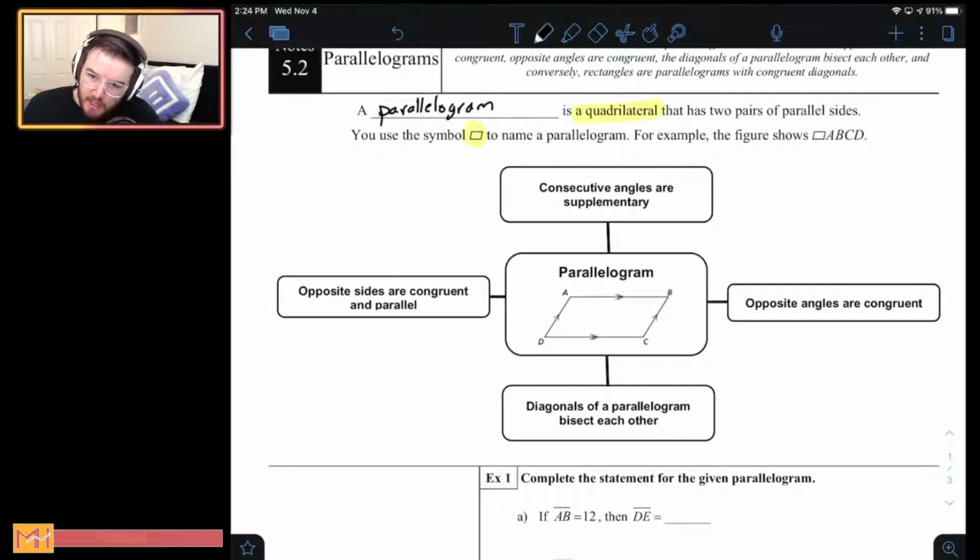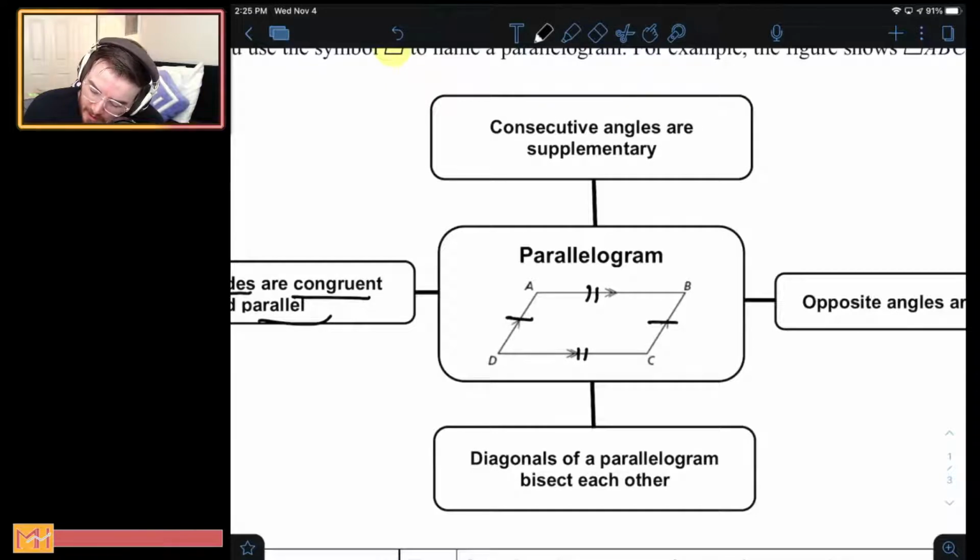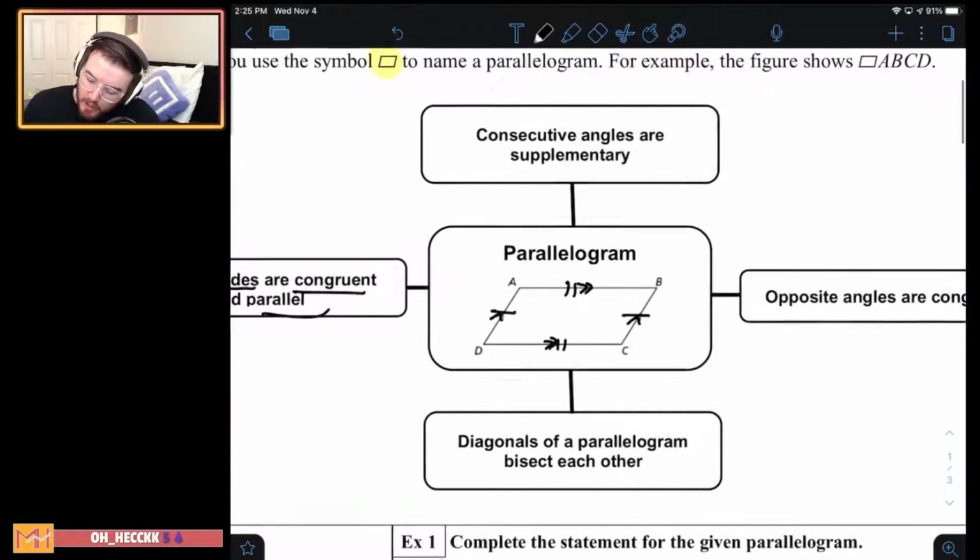So what are some things that we know? We know about parallelograms that opposite sides are congruent and parallel. So this side is congruent to this side, and this side is congruent to this side. And not only that, you can already see the markings there that this side is parallel to this side, and this side is parallel to that side. Hence the name parallelogram. Also, our opposite angles are congruent.